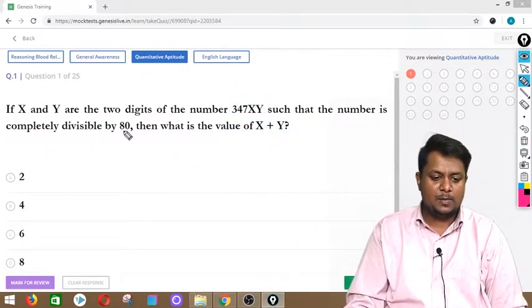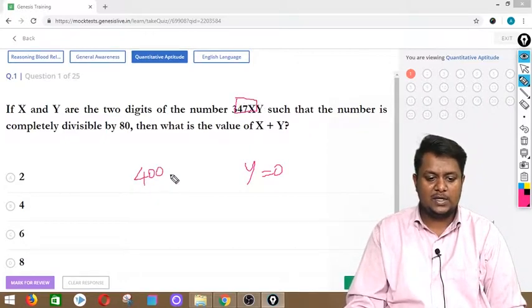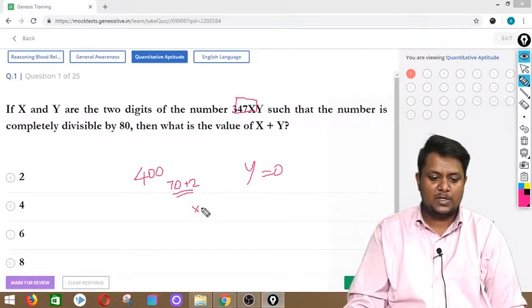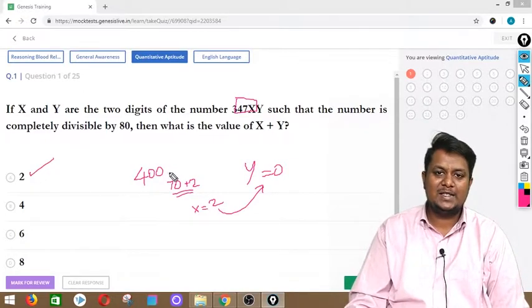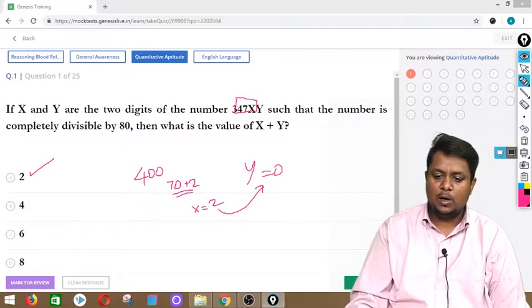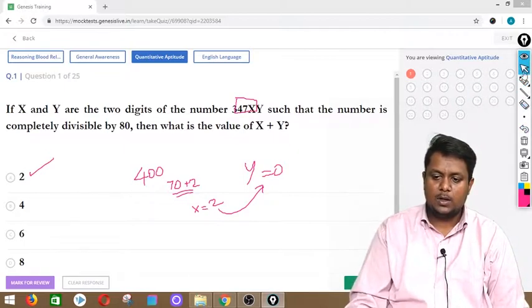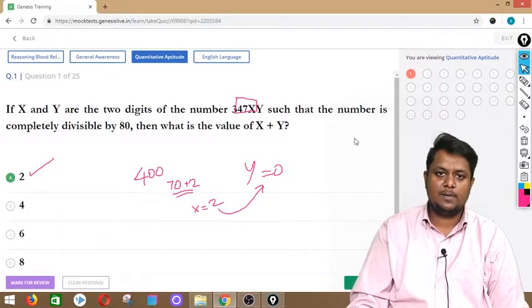The number should be divisible by 80, so directly we can determine y is equal to 0. Now 470 plus x, 400 is divisible, 70 plus 2 is the only number, so x must be 2, 2 plus 0 is 2. So when we know all this concept, it takes less than 20 seconds to solve this particular question. So we will mark option A as the right answer, and then we can move on to the next question.